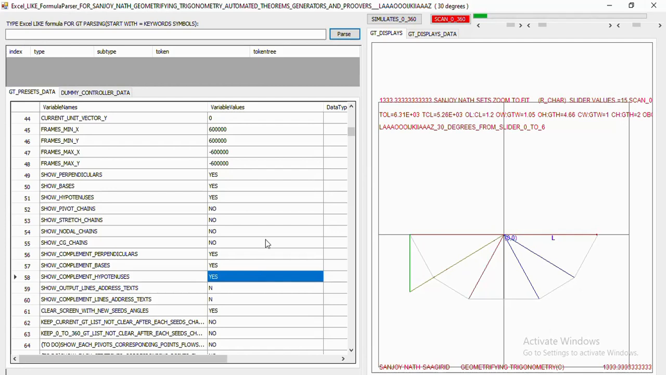But in case L is multiplied with sin theta, then the output is sin theta, which is the perpendicular, and the complement is the base. From this you can understand that the property of the Gtsimplexes is that they always have one output line segment and one complement line segment generated due to multiplication with any trigonometry ratio. That is the fundamental basis of Sanjoy Nath's geometrifying trigonometry. That is how the construction protocol is explained.